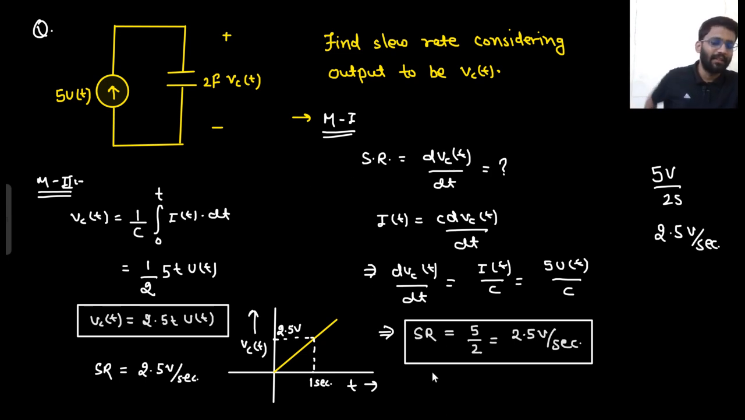This was just a method showing that the slew rate is defined as the slope of the output. That's it. This is the slew rate. So the slope of the output will be I by C, so 5 by C, 5 by 2, 2.5 volt per second. This is the slew rate. But actually, if you draw the output waveform, you would get to know that in 1 second I am getting 2.5 volt. So my slew rate will be 2.5 volt per second. I hope it is crystal clear to you what you mean by slew rate.